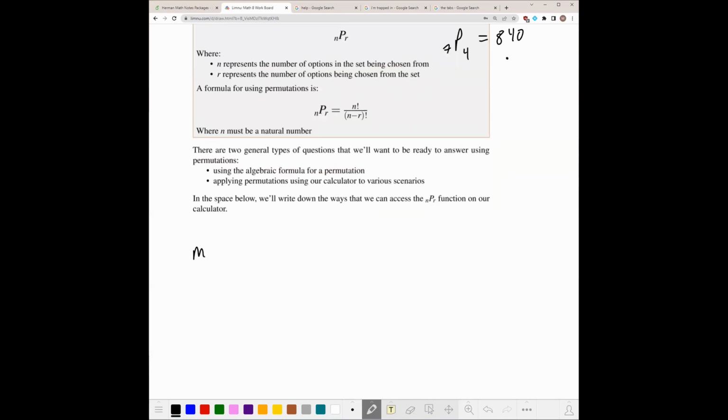So you're going to go to math, then you're going to go to probability, and then you can hit the number 2, and that gives us nPr, which will either show up as something like this, where you have to say 7 nPr 4, or you'll be nice and you'll get a little P.